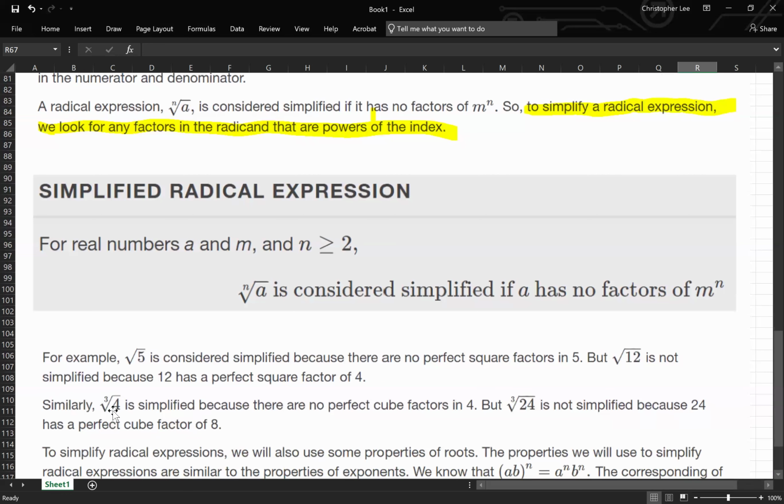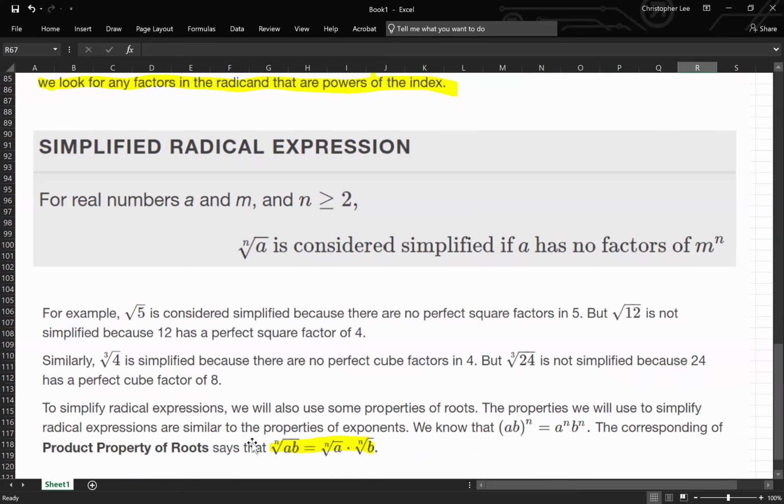Similarly, the cube root of 4 is simplified because there are no perfect cube factors in 4. But the cube root of 24 is not simplified because 24 has a perfect cube factor of 8 inside of it. So to simplify radical expressions, we will also use some properties of roots. The properties we will use are similar to the properties of exponents.